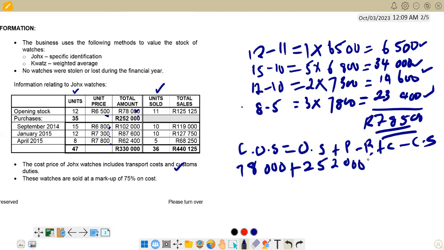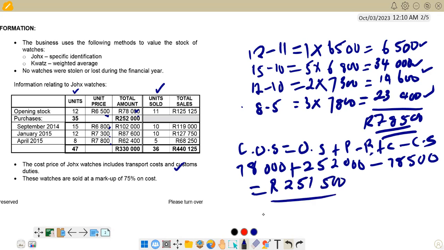And then our returns, we don't have returns, and carriages, we don't have carriages. So we're now subtracting our closing stock, which we've calculated there to be 78,500. So then when we do that, we get our answer for cost of sales. If you calculate correctly, you're supposed to get 251,500. So this is our cost of sales, 251,500. This is the figure for our cost of sales. Right. Let's go on to the next item and see what they are asking.